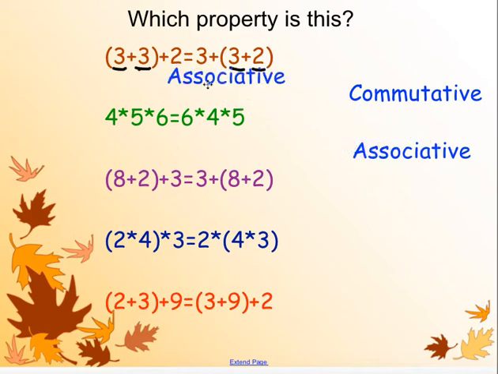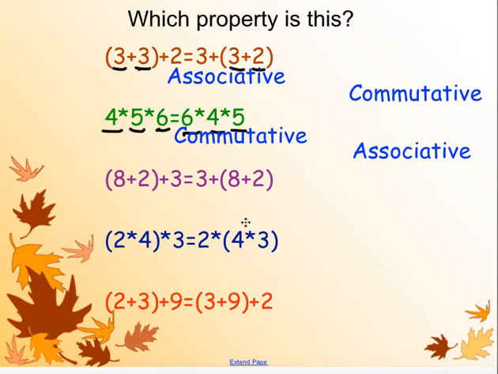Our grouping is different. The next one, we see that we have multiplication. Well, that's good. Either of them can be commutative or associative with multiplication. But let's maybe, since there's no parentheses, look at the order. In the first part, we have 4, 5, 6. And in the next part, we have 6, 4, 5. Using those same numbers but in a different order means that we have the commutative property.